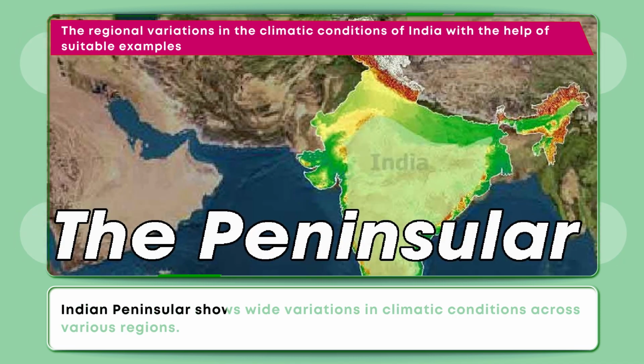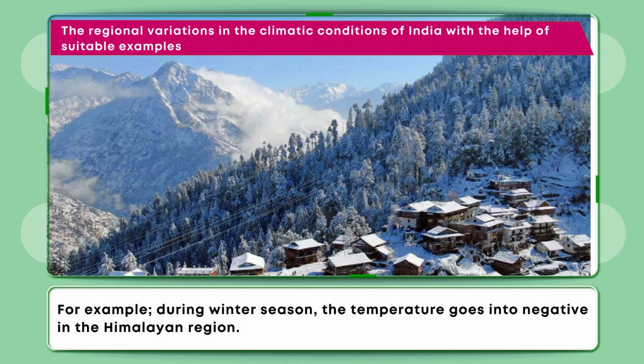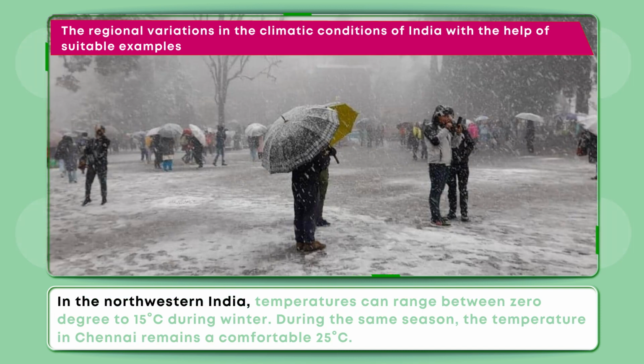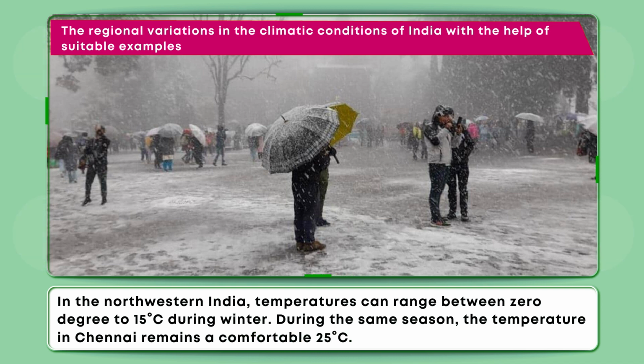The regional variations in the climatic conditions of India with the help of suitable examples. The Indian Peninsula shows wide variations in climatic conditions across various regions. For example, during the winter season, the temperature goes into negative in the Himalayan region. In northwestern India, temperatures can range between 0 degrees to 15 degrees Celsius during winter. During the same season, the temperature in Chennai remains a comfortable 25 degrees Celsius.